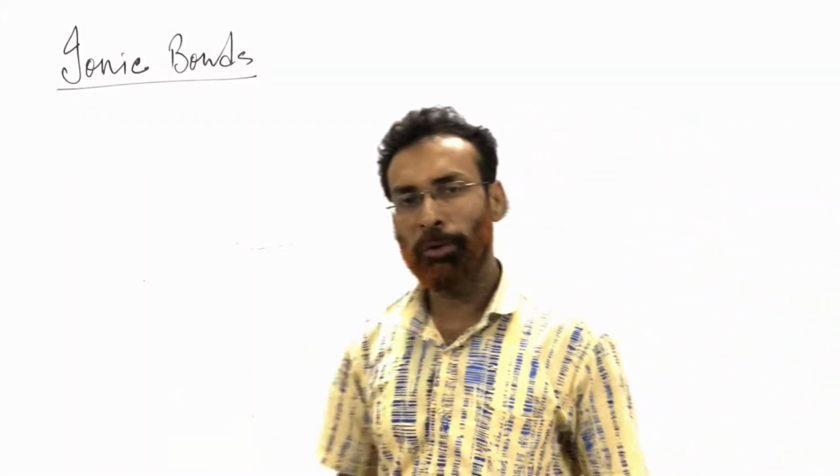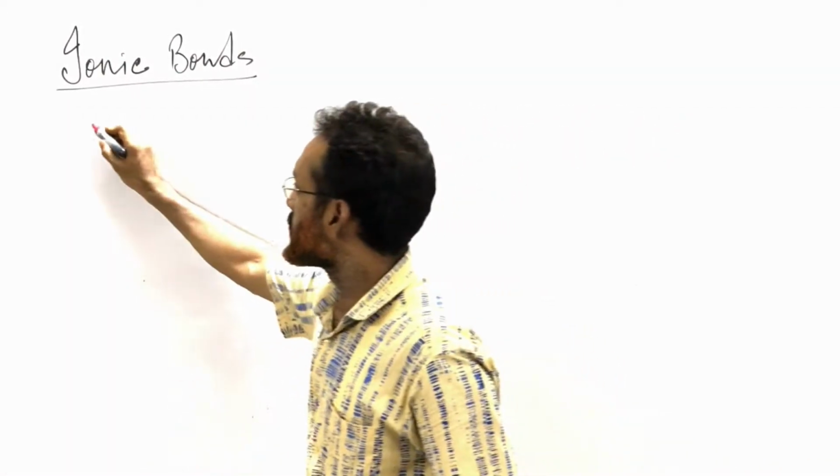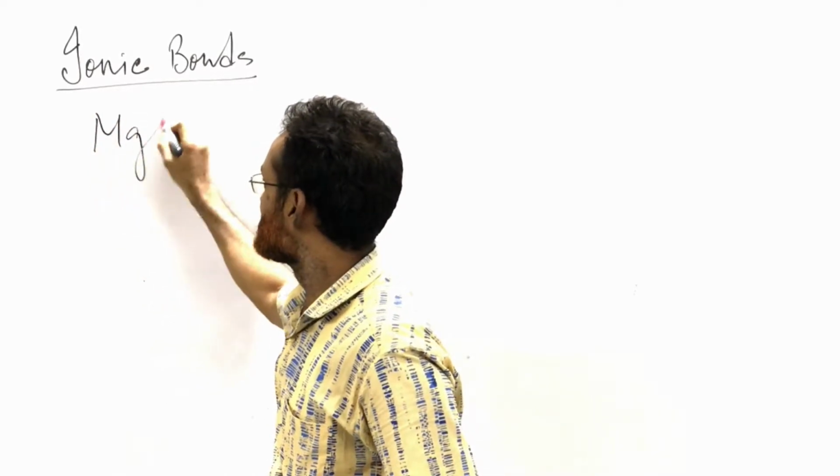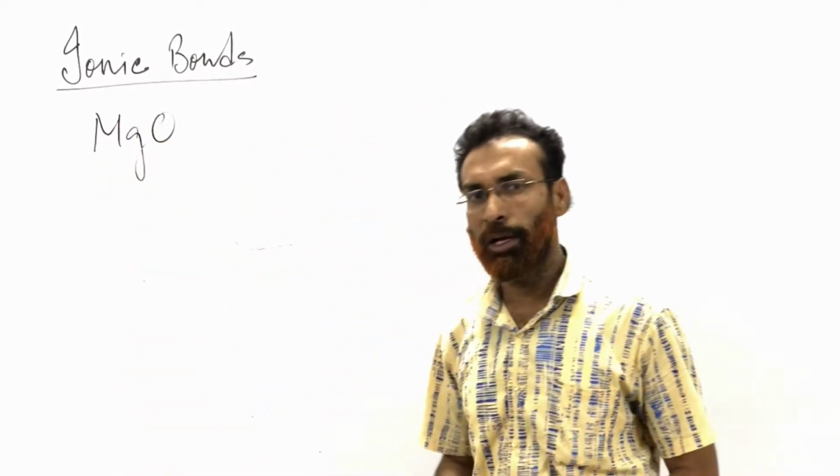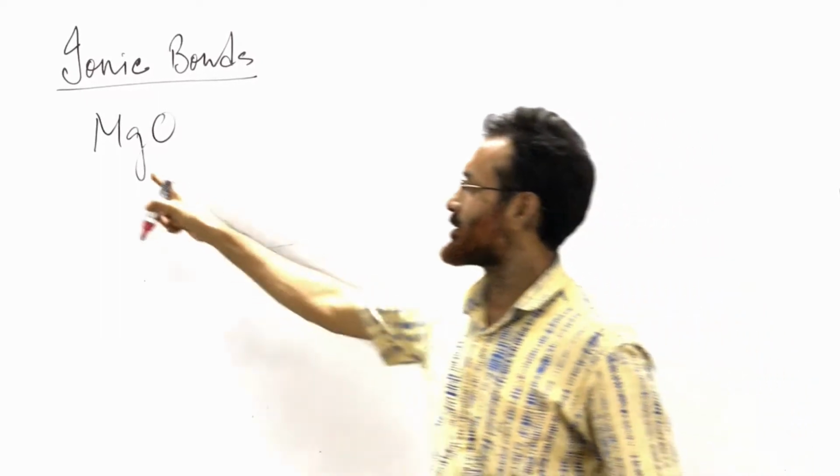Now I show you another example, which could be magnesium oxide. This is certainly another ionic compound. Why? Because magnesium.